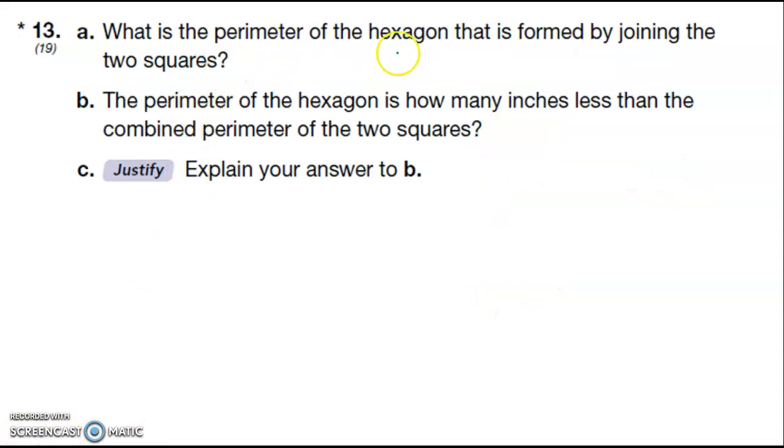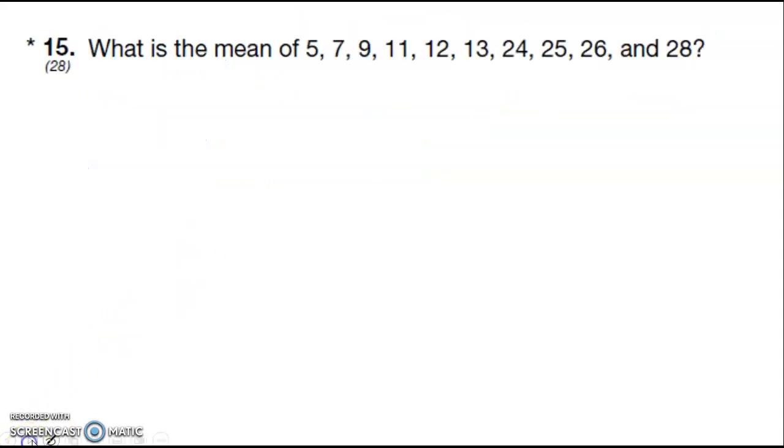Okay, what is the perimeter? So that's the outside of the hexagon, six-sided figure, that is formed by joining two squares. What? What two squares? Where are the squares? Uh-oh, I think we're missing some information.